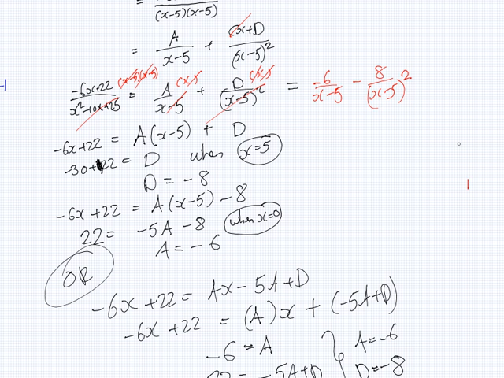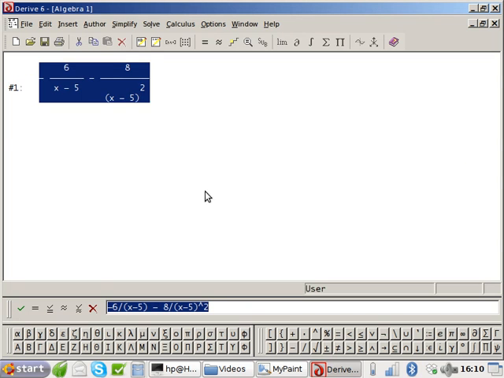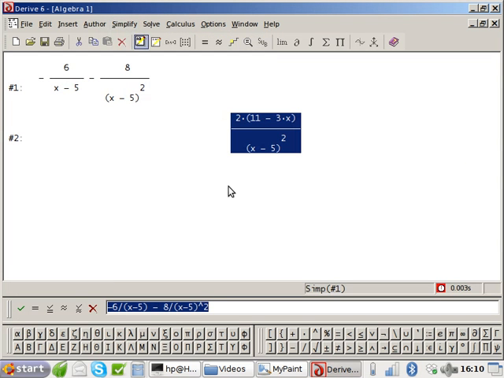It's difficult because it's messy, since the two methods are really different. Now, let me convince you that it's the same thing. So what was my first answer? Minus 6 over x minus 5, minus 8 over x minus 5 squared. So if I add these together, I get this.